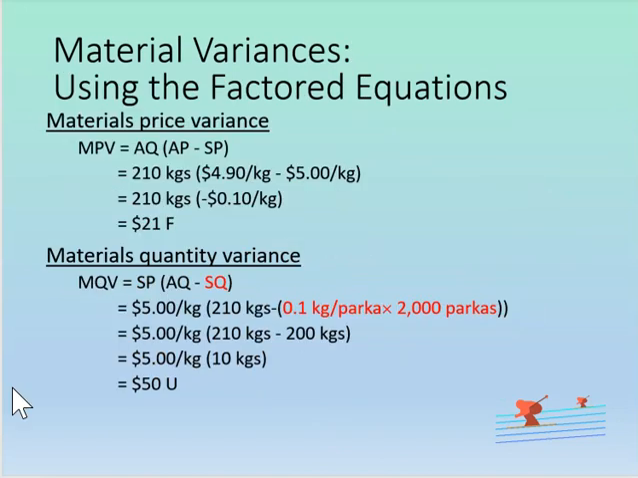Now we can also calculate that using the formula. So you take the actual quantity times the difference between the actual price and the standard price. And again, you'll see we still get the $21 favorable. And the materials quantity variance, take the standard price times the actual quantity minus the standard quantity. Still come up with the same $50 unfavorable.